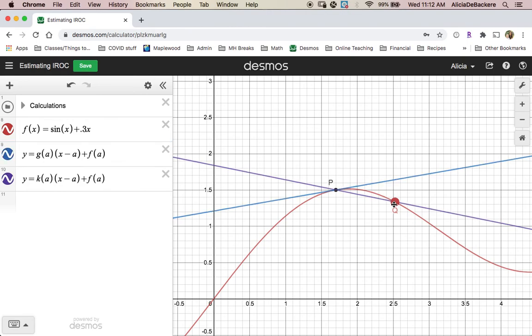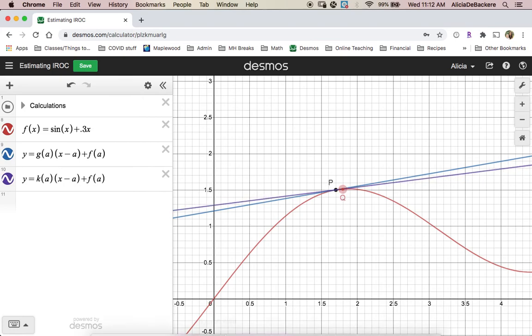But as I slide that point Q closer to point P, what you notice is that the slope of this line becomes more accurate, and it's actually going to be a better and better approximation of the slope of the blue line, the tangent line that we actually are looking for.